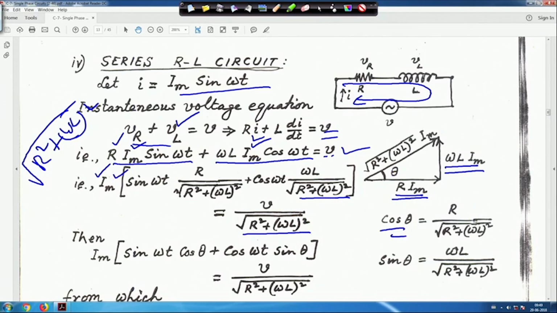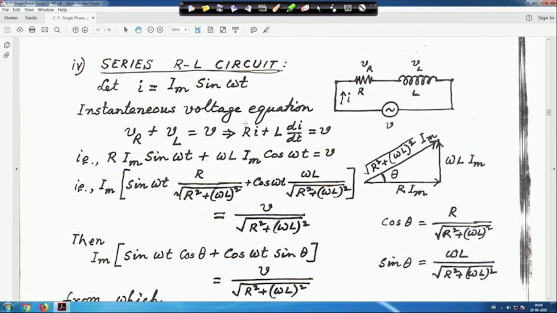So cos theta is equal to R upon root over R square plus omega L square, and sin theta is equal to omega L by root over R square plus omega L square. Now this one you replace by cos theta, and this one you replace by sin theta. Then Im is common into sin omega t cos theta plus cos omega t sin theta, that is the sin A cos B plus cos A sin B form.